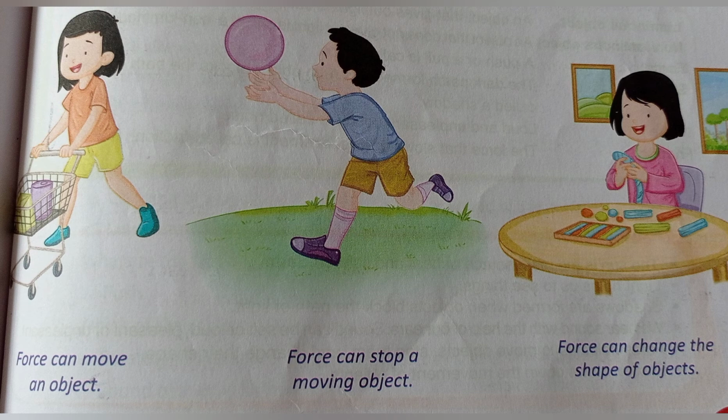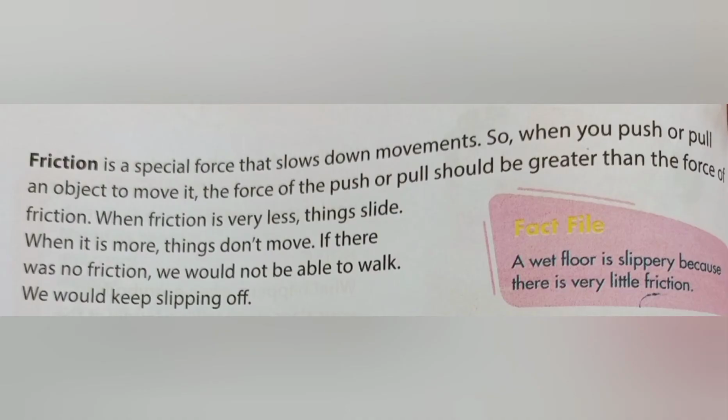There is another type of force which is called friction. It slows down movements. When friction is very less, things slide. When it is more, things don't move. If there was no friction, we would not be able to walk. We would keep slipping. To understand friction, please see the attached video. Okay?